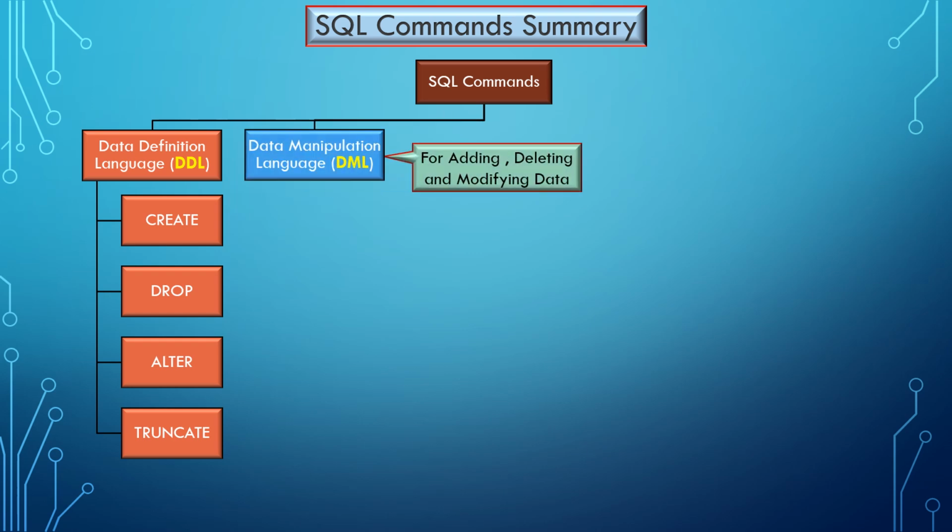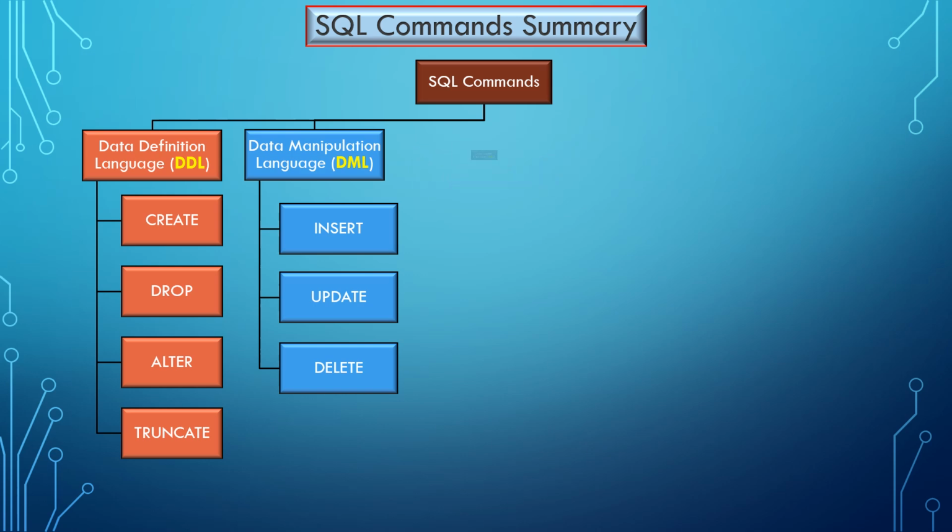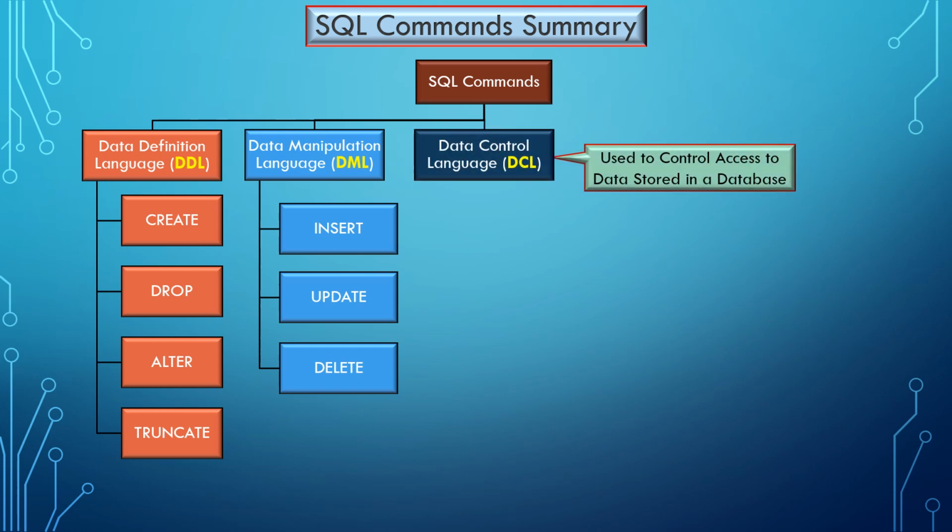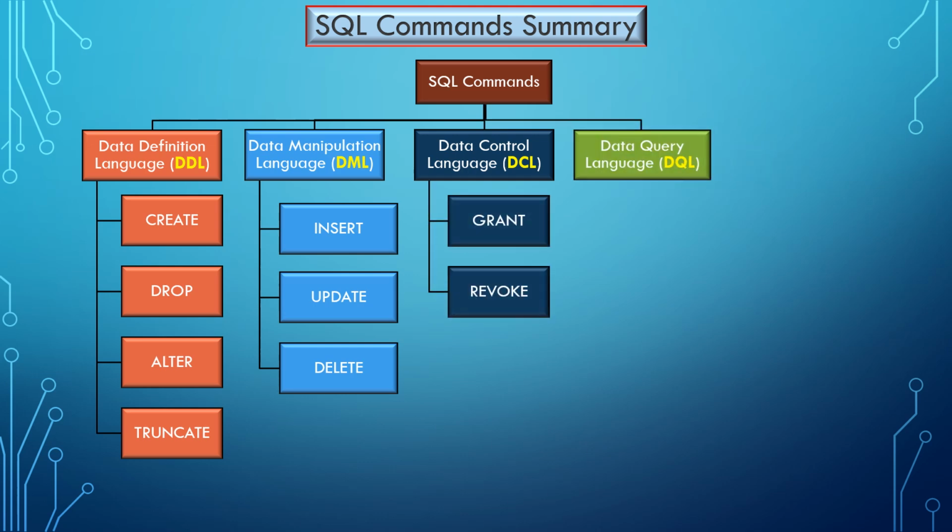Data Manipulation Language, or DML, is used for adding, deleting, and modifying data. Commands include insert, update, and delete. Data Control Language, or DCL, is used to control access to data stored in a database. Commands include grant and revoke.